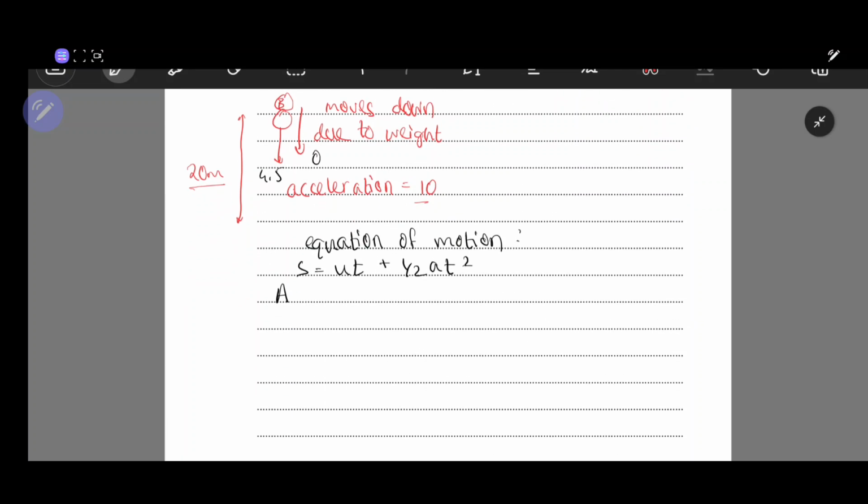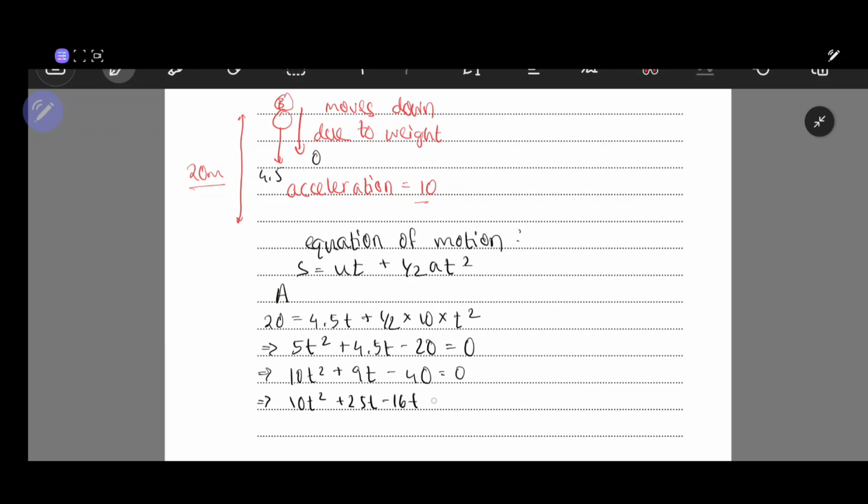So for A, the height is 20. It is equal to ut, so 4.5t, plus half times 10 times t squared. Simplifying this equation, we get 5t squared plus 4.5t minus 20 is equal to 0. Now we just solve this quadratic. So 10t squared plus 9t minus 40 is equal to 0. If we do middle term factorization, the values we can take are 16 and 25. So 10t squared plus 25t minus 16t minus 40 equals 0.